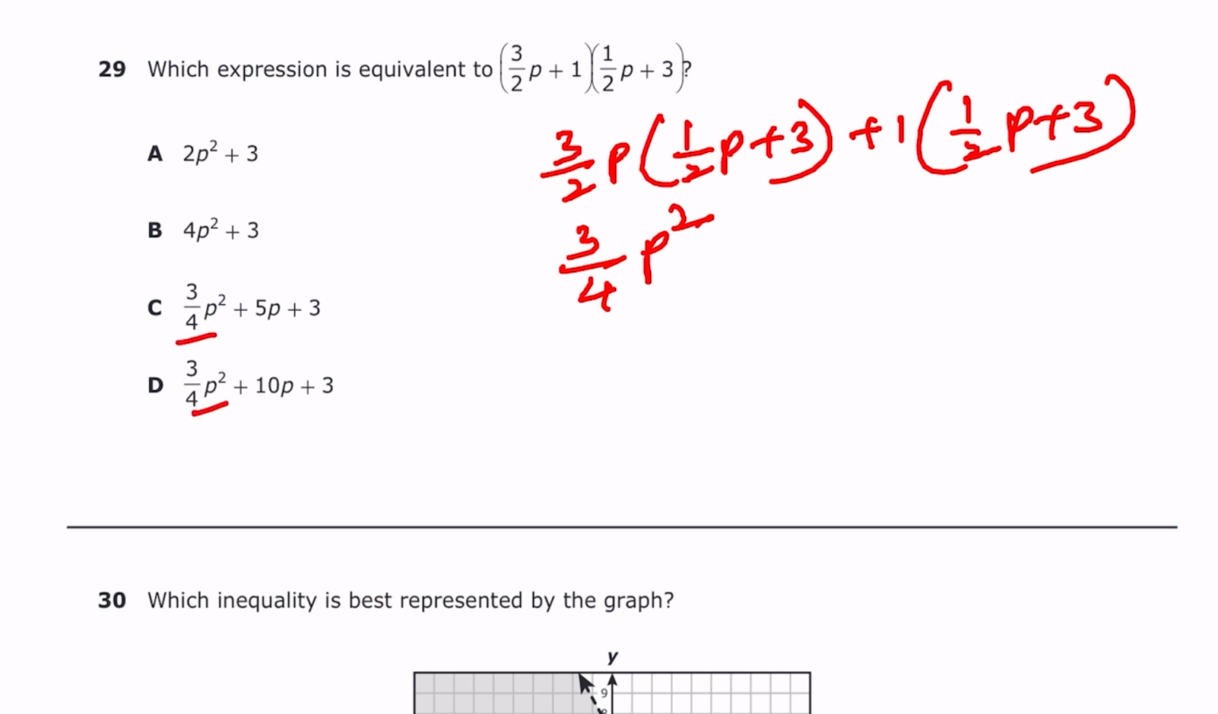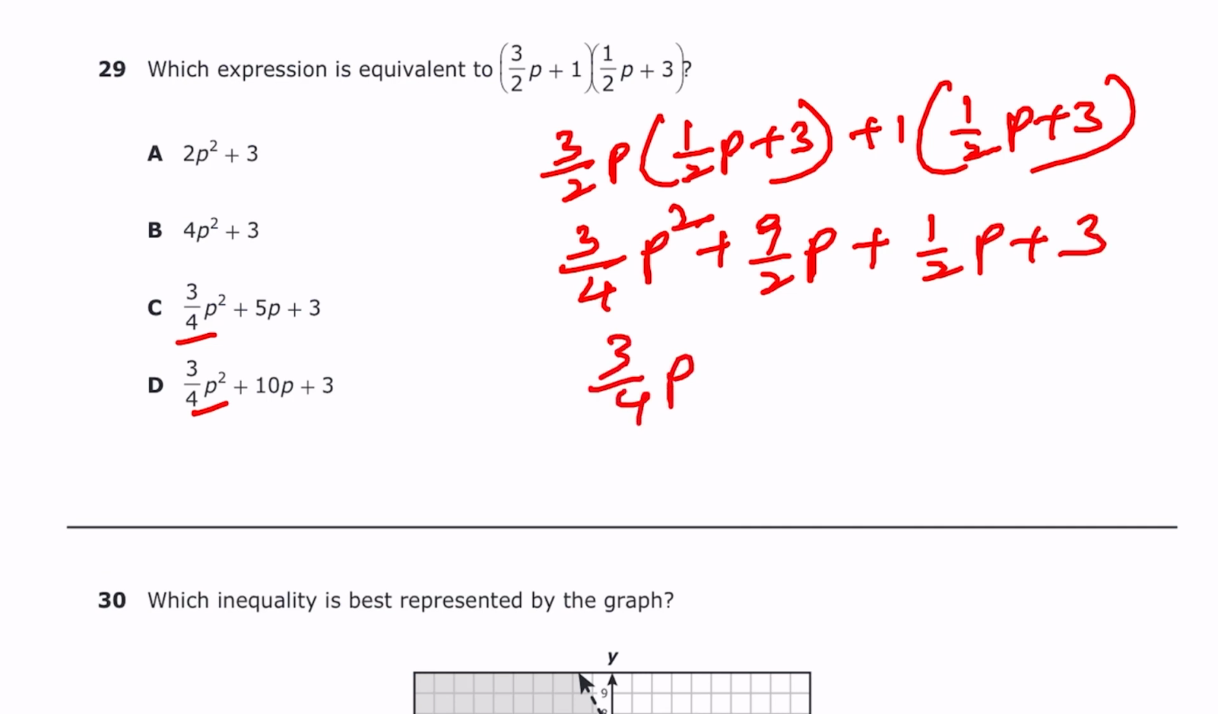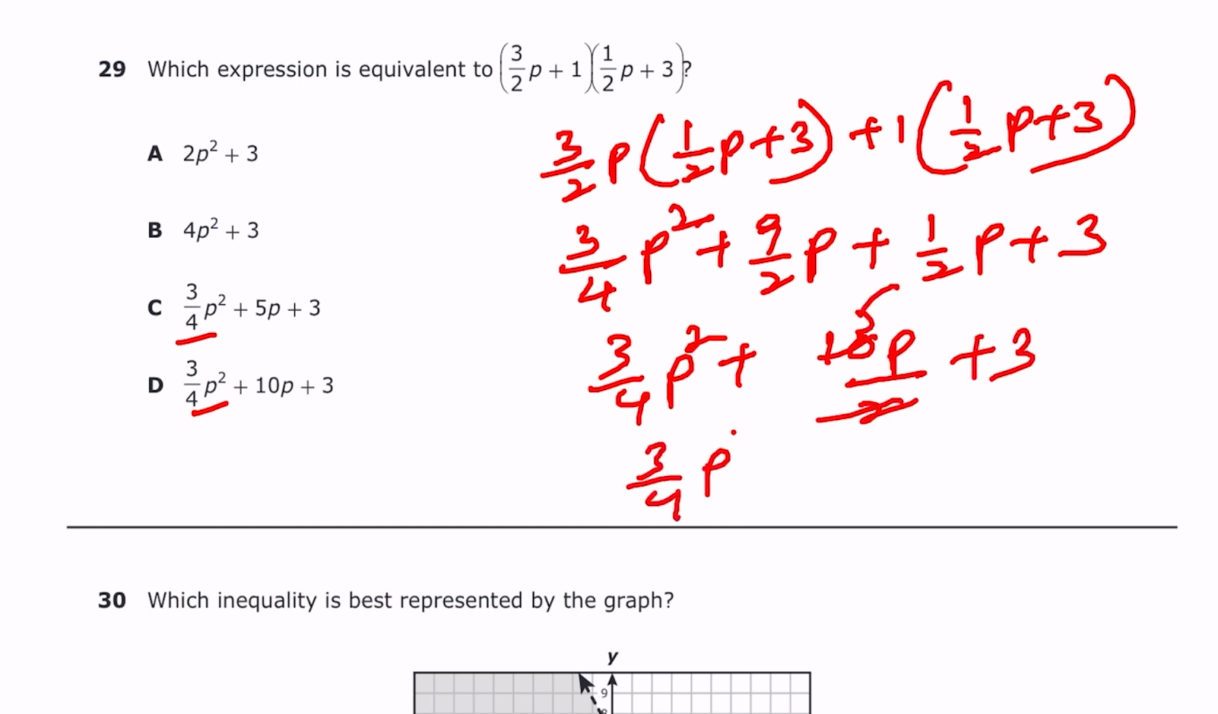Now if you take inside, 3 into 3 is 9, so 9 by 2 p plus 1 by 2 p plus 3. So you have 3 by 4 p squared. Now 9p plus 1p is 10p, by 2 is 5p, plus 3. So it is 3 by 4 p squared plus 5p plus 3. Therefore C is the correct option.